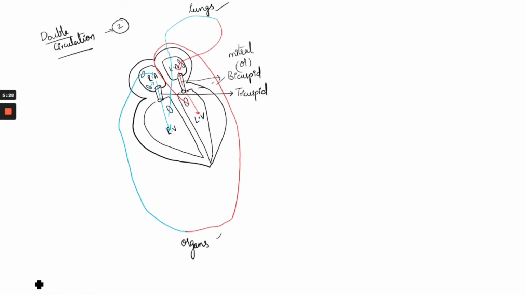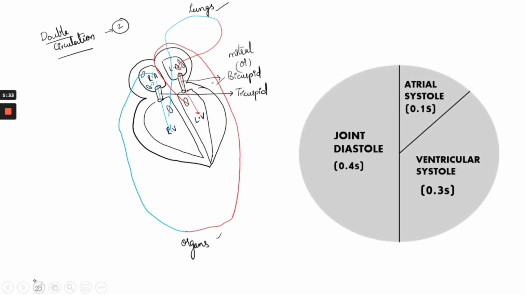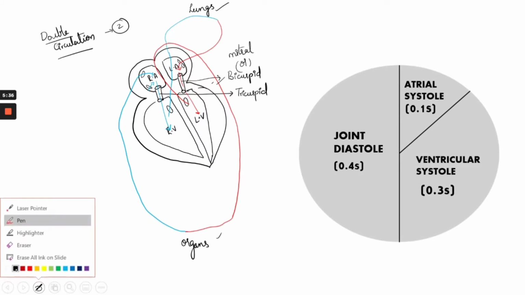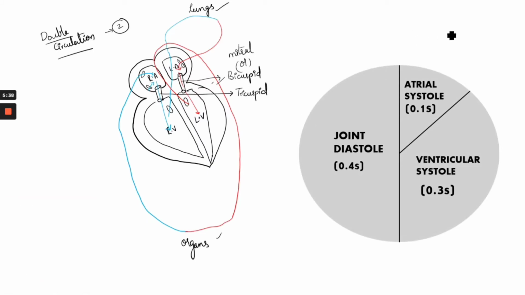Okay. Now let us come to the cardiac cycle. So for our understanding, we divided the cardiac cycle into 3 different stages. Okay. Heart doesn't know that it has 3 stages. It is just for our convenience so that we can understand how exactly the events occur. So the first one is joint diastole. Next we have atrial systole, and then we have ventricular systole. The total duration of one cardiac cycle is 0.8 seconds.